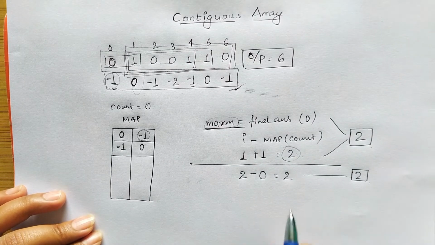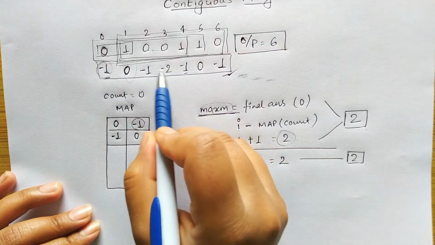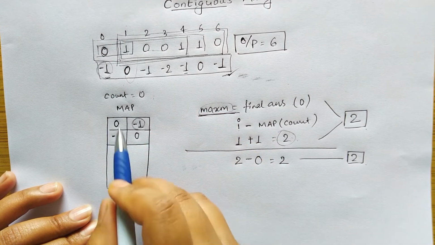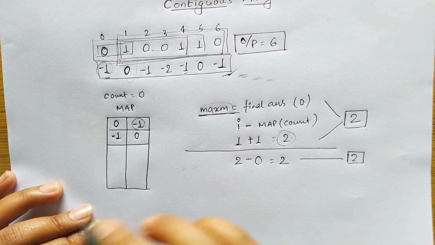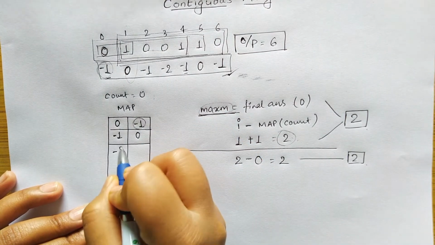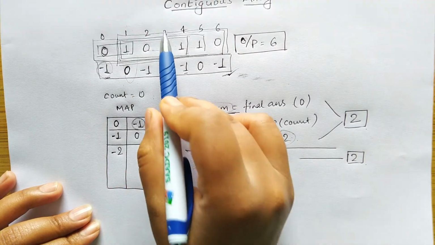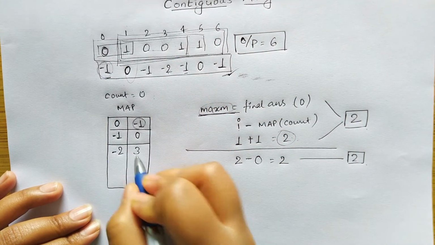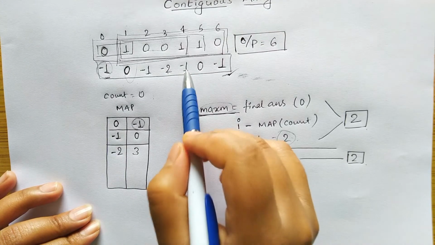After this, what do we do? We get -2. So when we get -2, does the map have -2? No. So it will first store -2, and the index of -2 is 3, so it will store 3 here. Now it will go here, -1.